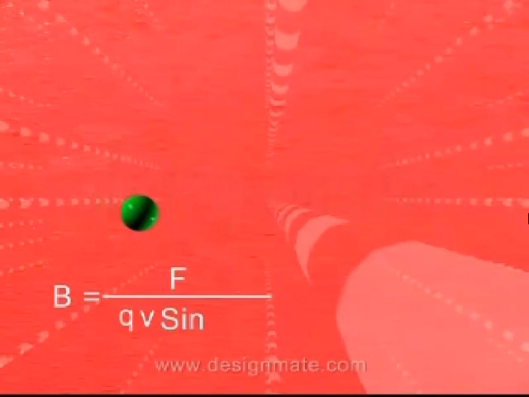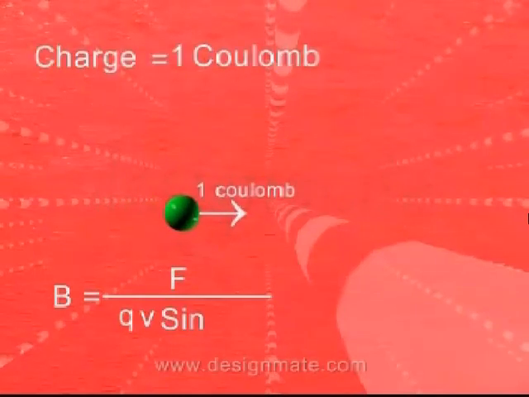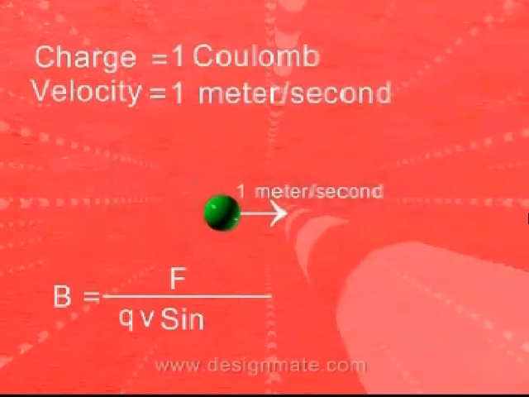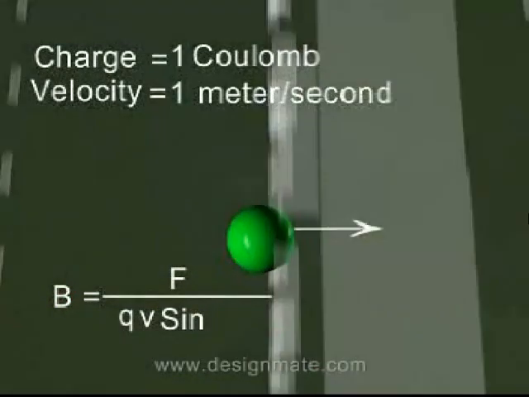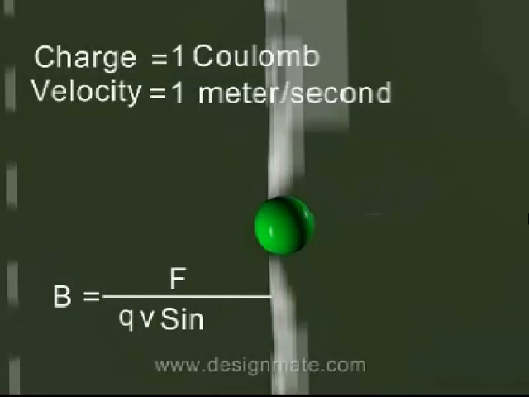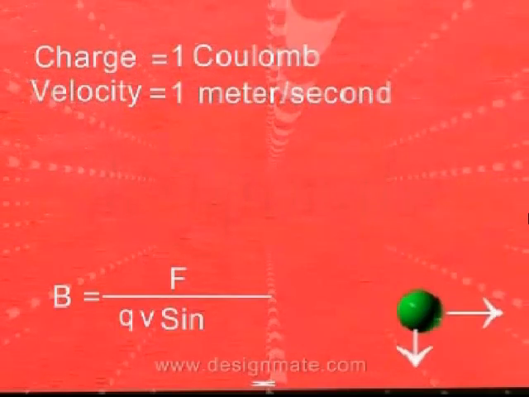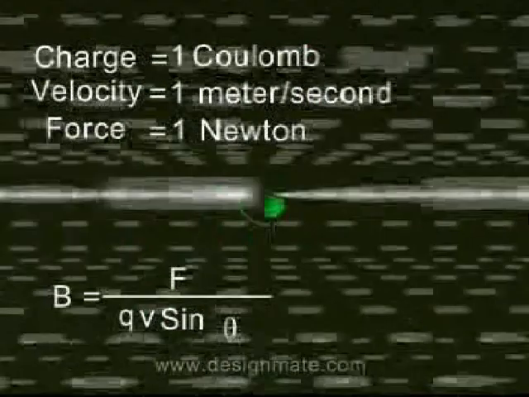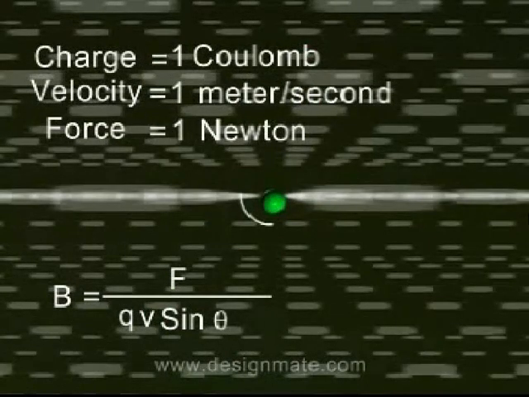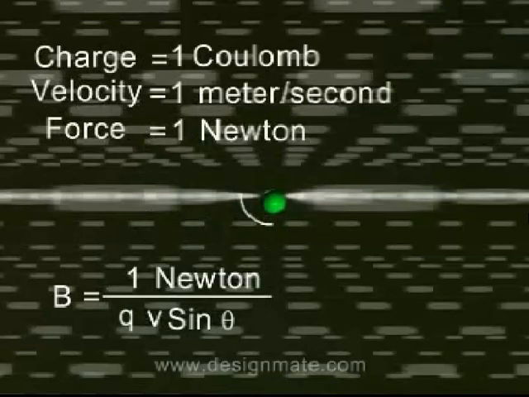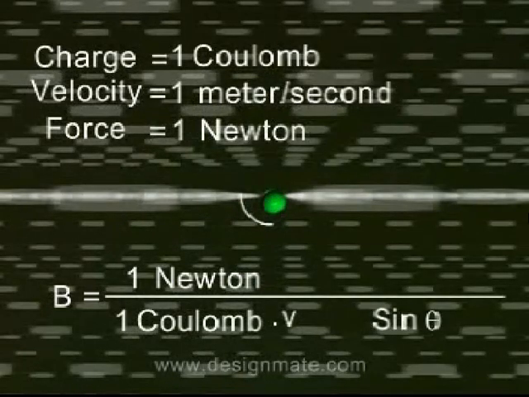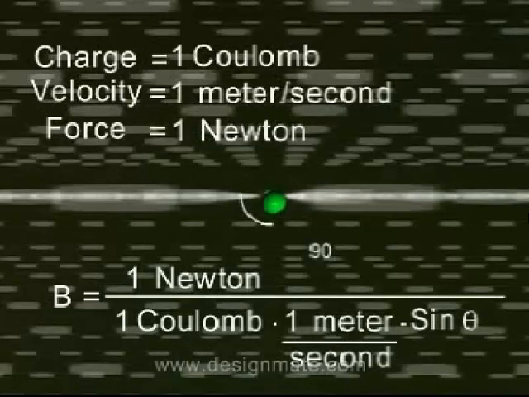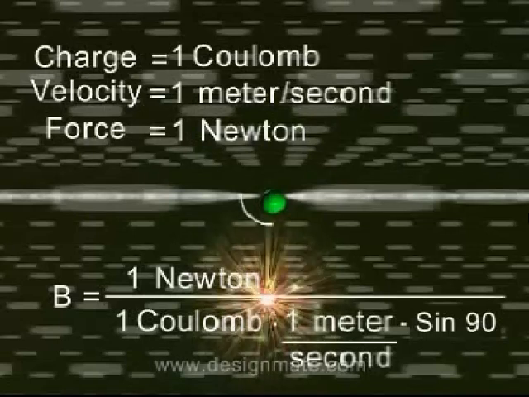If a positive charge of 1 coulomb moving with a velocity of 1 meter per second in the direction perpendicular to the magnetic field experiences the force of 1 Newton at any point in the field, the field at that point is called 1 Tesla.